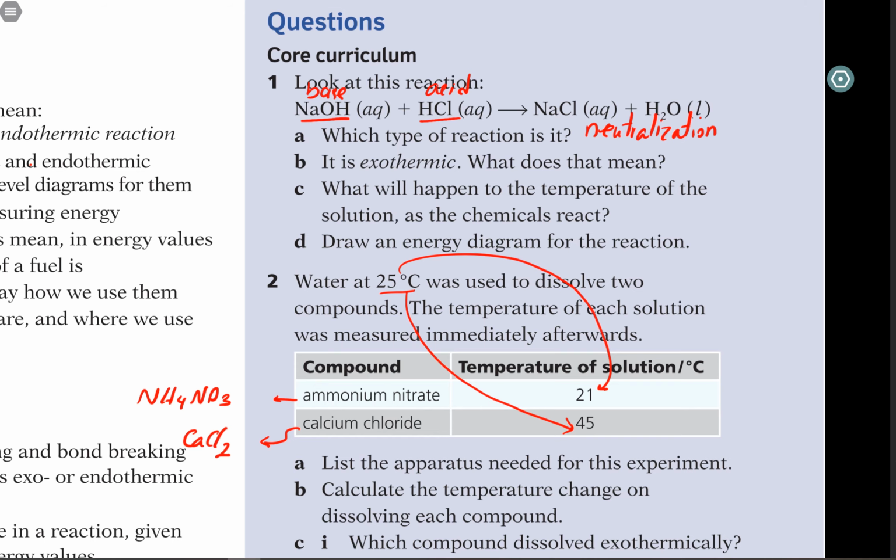Now let's look at the question. It says list the apparatus needed for this experiment. So obviously for this experiment we need a beaker which contains the water, and we need these two compounds, and we need a spatula or spoon or something to add these compounds, which are solid, to the water. And also, more importantly, we need the thermometer because we want to measure the temperature change.